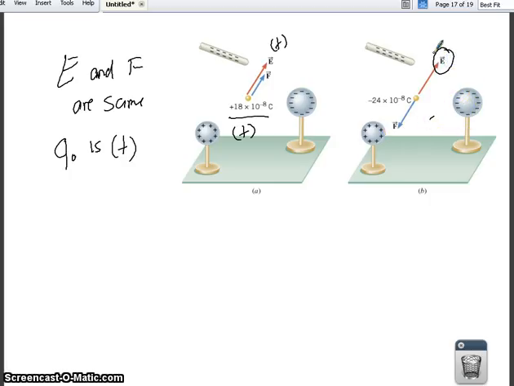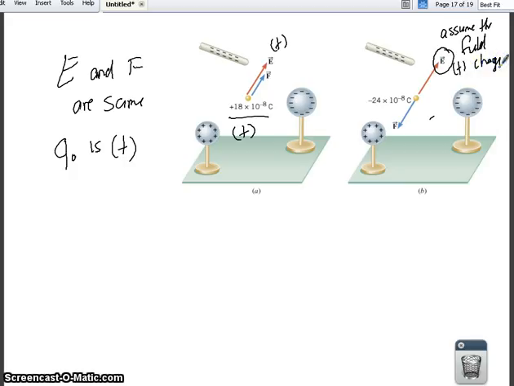The field doesn't change, and that's what I'm trying to get at in these videos. The field does not change. The field is not affected by the test charge. The field is going to be in this direction. We assume the field is for a positive charge.